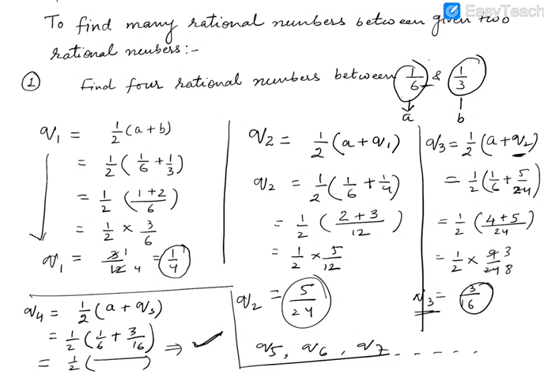Now how does this work, how is this procedure working, I will explain it to you through a number line. See, what I have done. This is your rational number. With the help of this number line we can understand what I am doing practically. Suppose on the number line this is your 0, this is the position of 1 by 6 and this is the position of 1 by 3. So this is your A and this is your B.